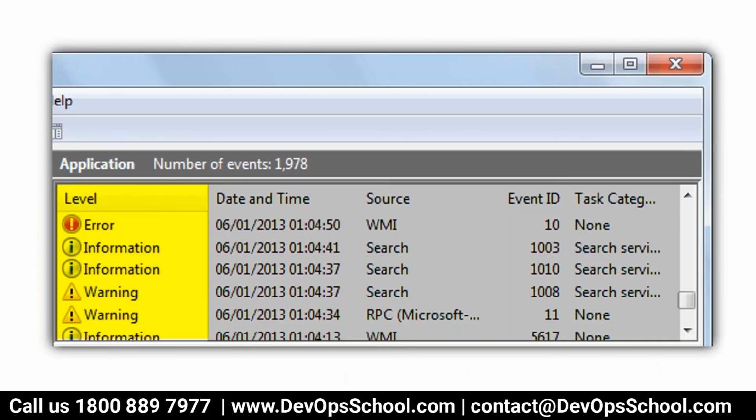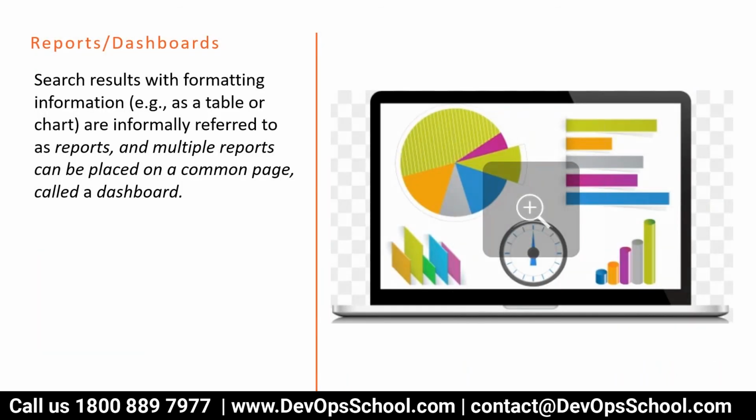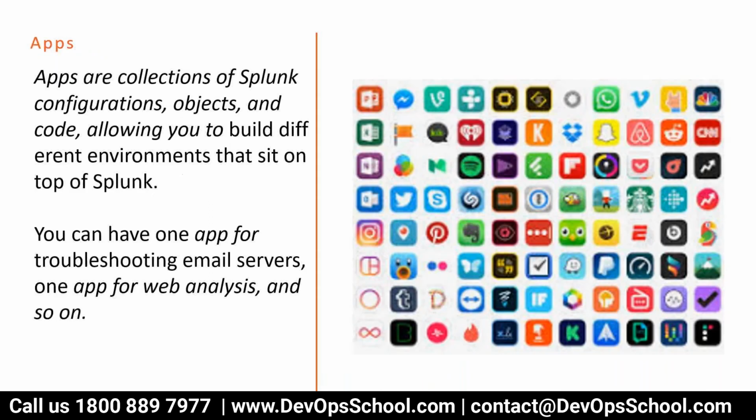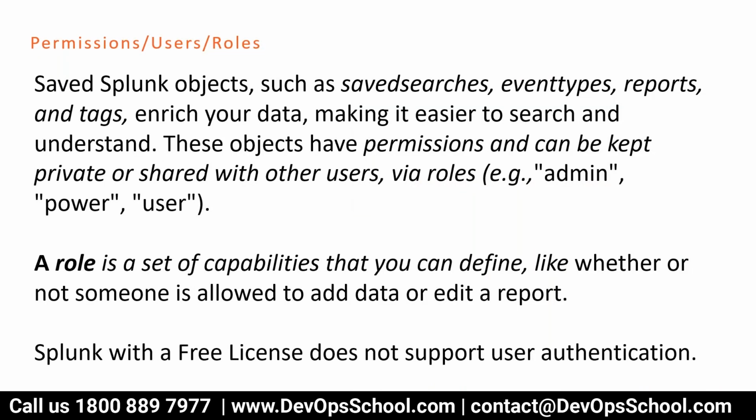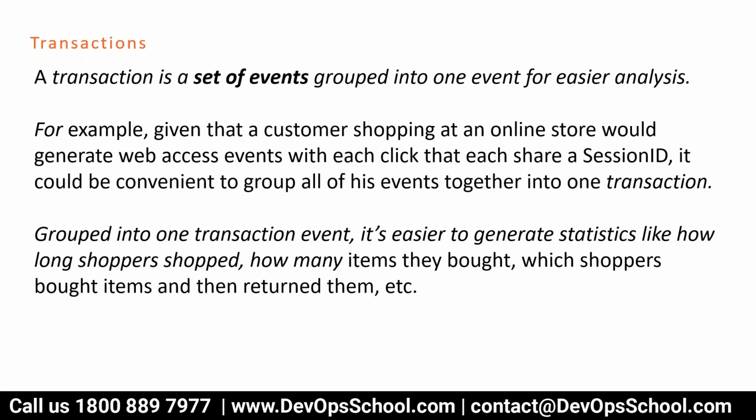See that in Windows. Reports and dashboards, I think I don't have to explain them to you. Apps, yes, you can install as many apps as you want. Permissions, so yes, of course, it's an enterprise tool, so you will have to create many users with different roles with certain permissions. That is done by Splunk. I can show you. Transactions, a set of events grouped together, is called correlation analysis. So a transaction is a set of events grouped into one event for easier analysis.